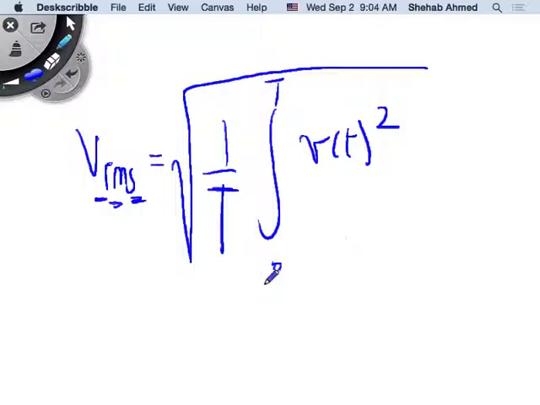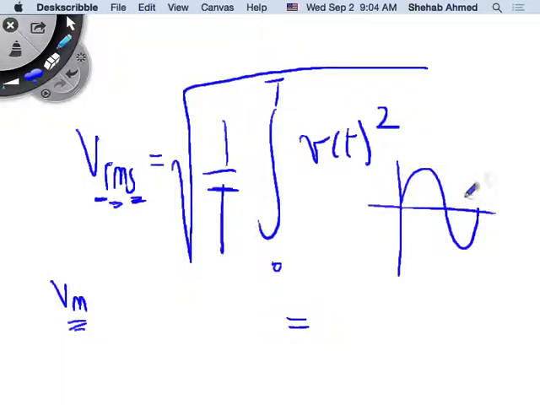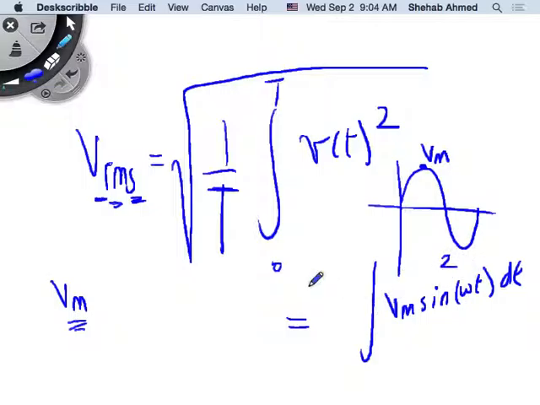But what is the RMS value of a sinusoidal waveform with peak value of Vmax? That's something you should know at the top of your head. If you have a sinusoidal waveform that has a peak value of Vmax, Vm, what is its RMS value? You can go through and do this. What is the equation for this? Vmax sine omega t dt, and then you square it, find the average, and then put everything under the square root.